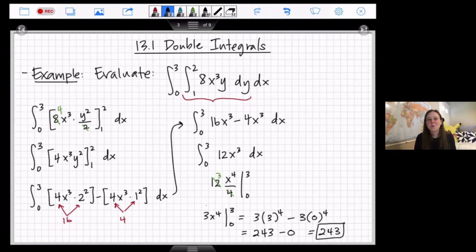All right, and that 243 is going to have meaning to the function 8x cubed y. We're going to deal with that in section 13.2. So I've got one more example to show you in the next video, plus a neat trick we call Fubini's theorem.